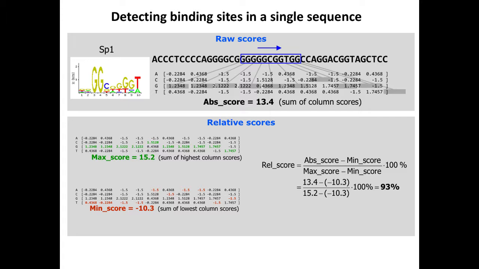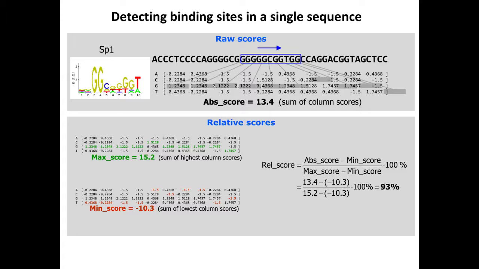We want to convert this to a score that puts it in the context of how well or how poorly you could do with this motif in general. The way we do this is we find the maximum possible score for the motif. So what's the best possible score at every column? Here, it would be something like GGGGC, GGGGT. And then we can do the same thing with the worst possible score, which is minus 10.3.